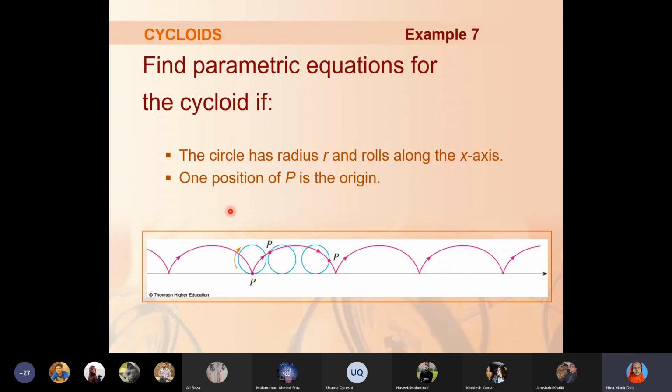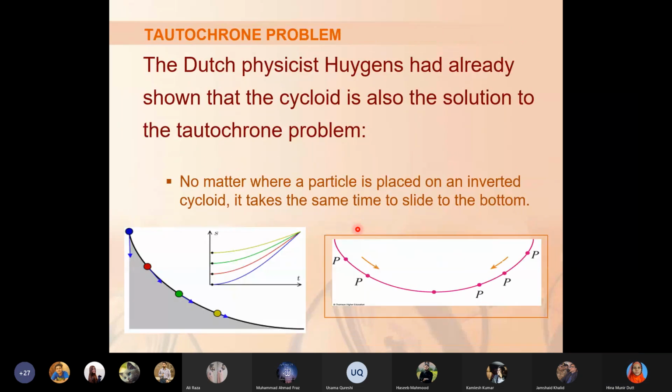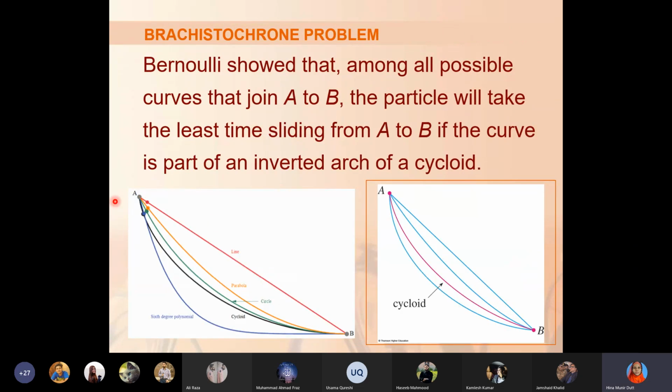And if you invert this, the cycloid will move in the inverted direction. Along the cycloidal path, the bead will move from the point A to the B in the shortest time. It will move along the cycloid.